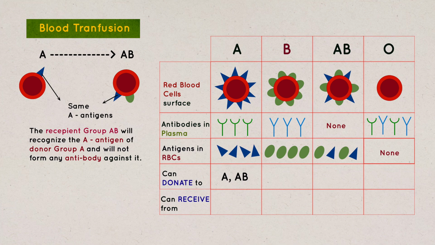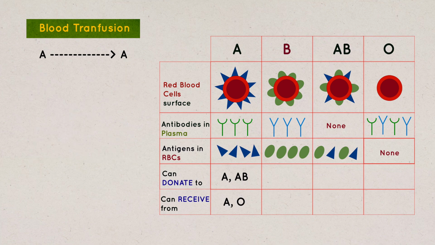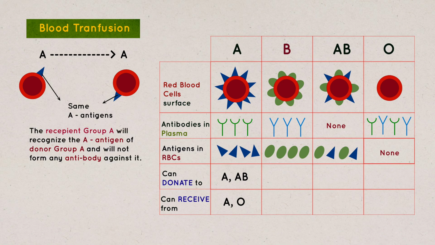Now let's see what groups group A can receive from. Group A can receive blood from A and O. Let's see how it works. Group A can receive blood from group A because the recipient A group has the same antigens as the donor A group. The recipient group A will recognize the antigens in donor A group and will not produce any antibody against it.